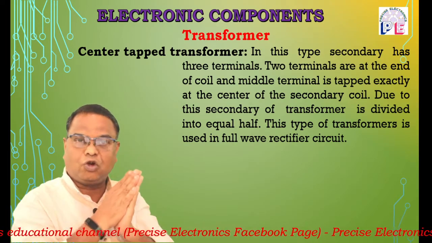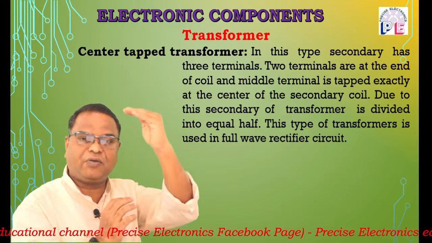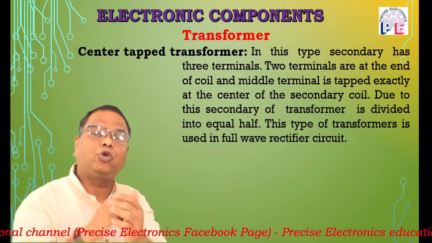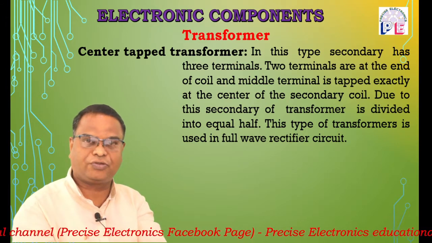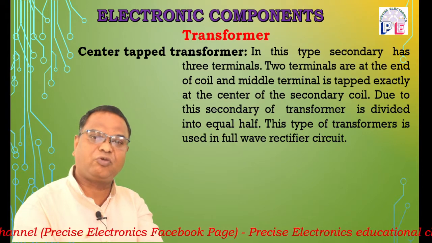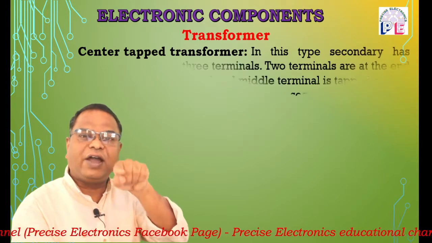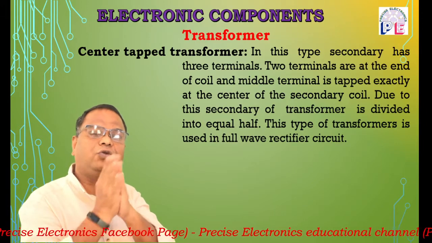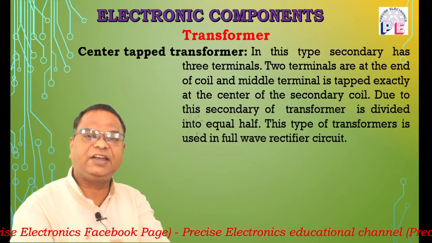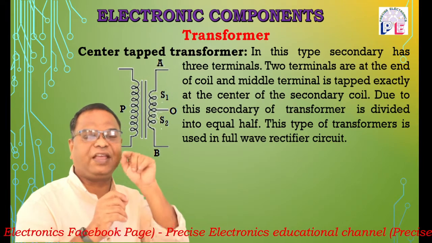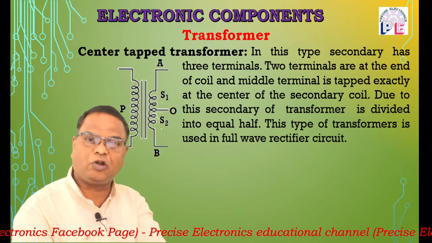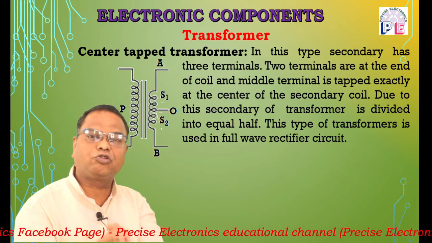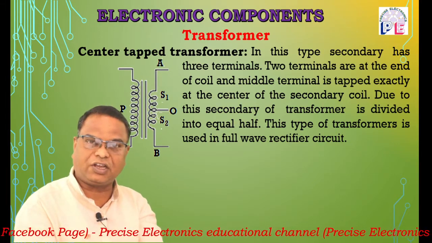There are two secondary windings, an upper half winding and a lower half winding. The output potential is also divided into two equal halves. Suppose the secondary potential is 12 volt and a wire is tapped exactly at the center position, then this transformer is converted to 6-0-6 volt. That is a center tap transformer, in which there is a tapping exactly at the center of the secondary coil.